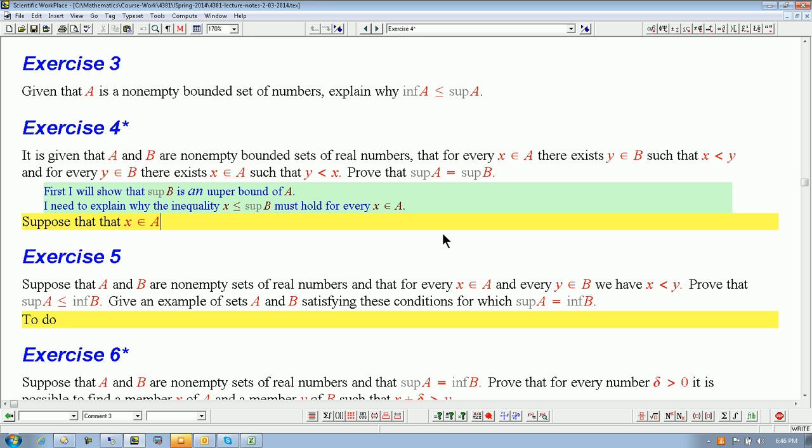Okay, all right. So suppose that x belongs to A. Now, what do you know? What do you know goes on when you have an x in A? There's information. You're told that for every x in A, something exists. Isn't that right? And when something exists, you can say choose. So what can you choose? Choose a member y of B such that what? X is?